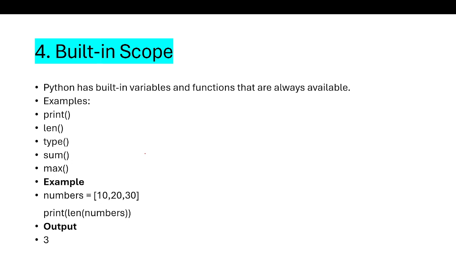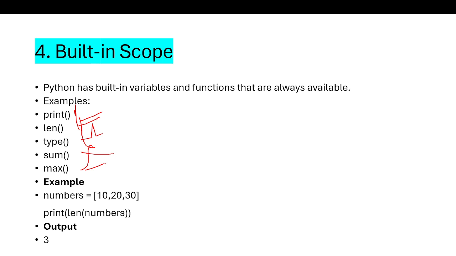The last one, built-in scope. Python has built-in variables and functions that are always available. Example, print function, len function. These are all built-in functions. There are many built-in functions, but I have taken only a few here: print function, len function, type function, sum function, max function, min function. There are multiple functions.